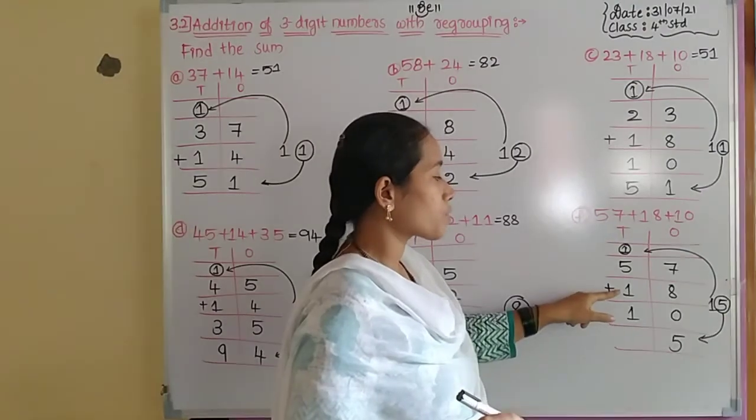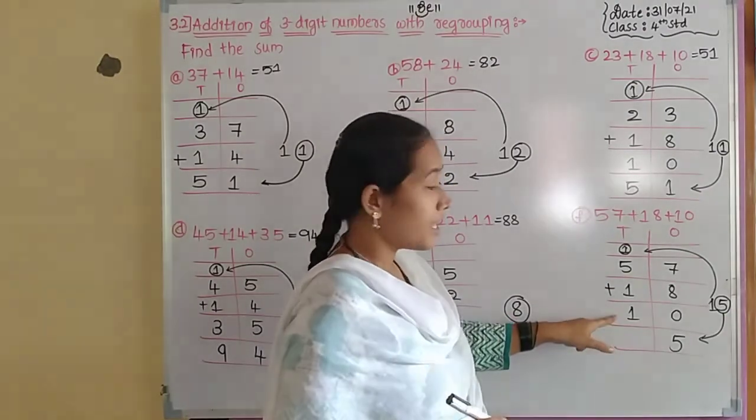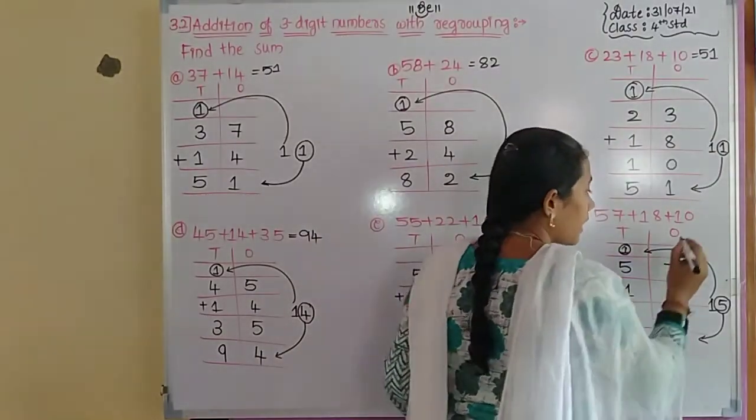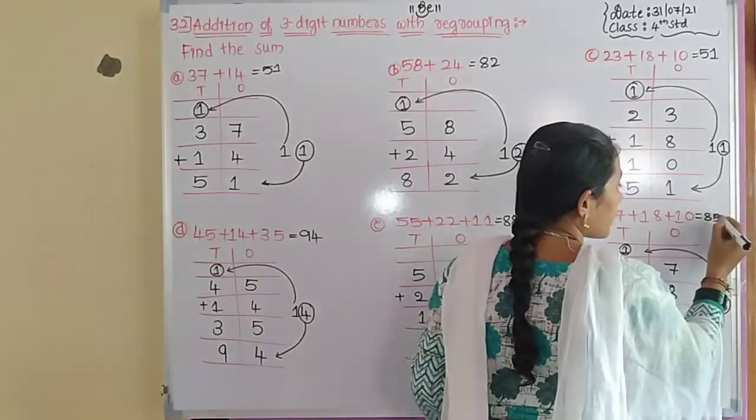The next one, in tens placement, 5 plus 1 plus 5, 1. 5 plus 1 is equal to 6, 6 plus 1 is equal to 7, 7 plus 1 more carry is there, 7 plus 1 is equal to 8. So here answer is 85.